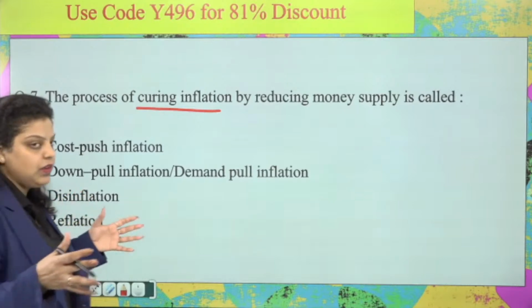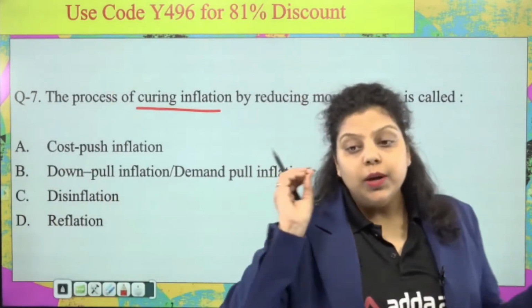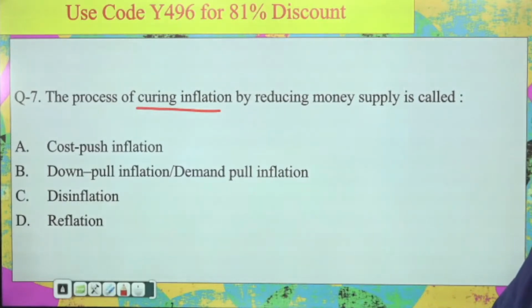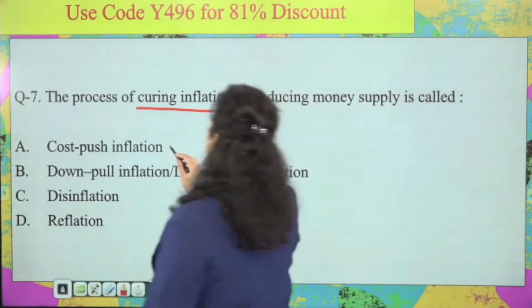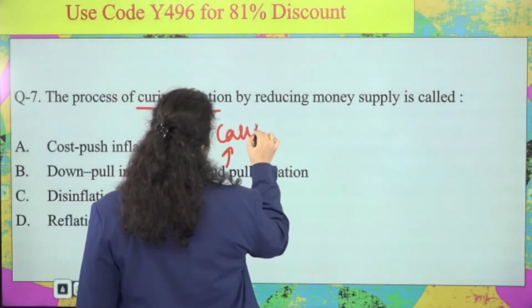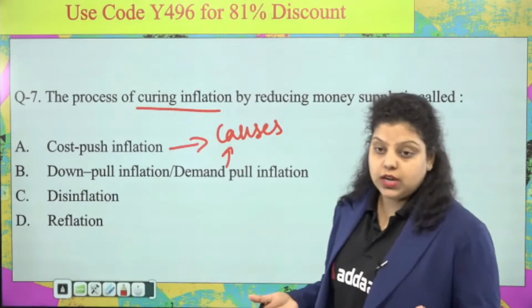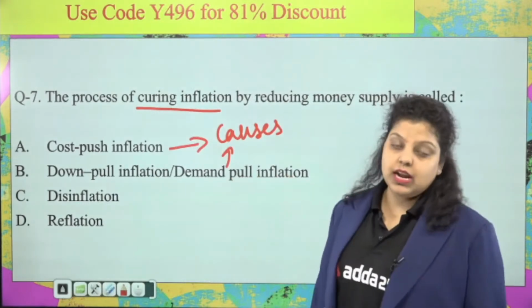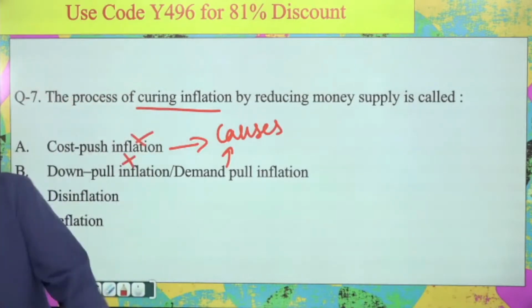So you have to cure the inflation. It means you have to reduce the inflation. You have to maintain the inflation under the limit that has been given by RBI. Okay, so cost push inflation and demand pull inflation are the causes of inflation. These are the causes because of which we face inflation in the country. Now disinflation and reflation, there are two options remaining. So it can't be A or B; it can be C or D.